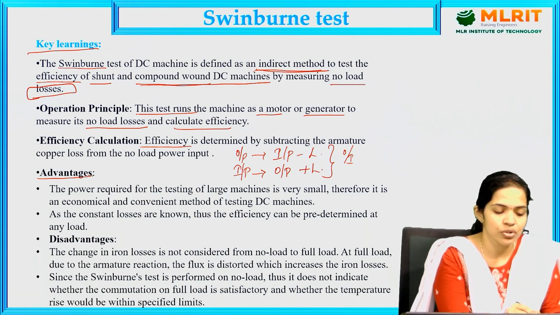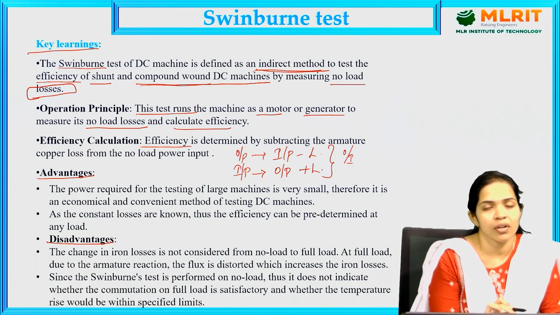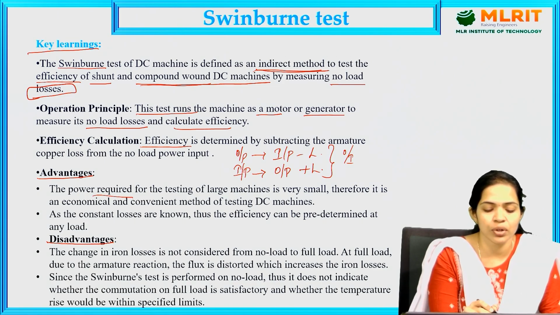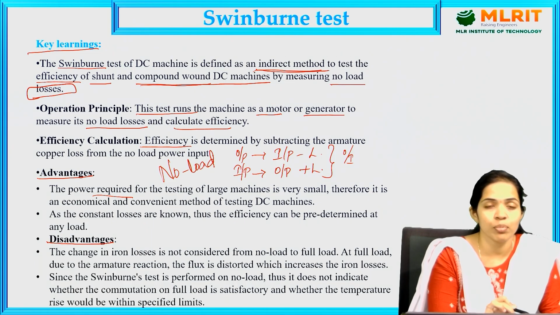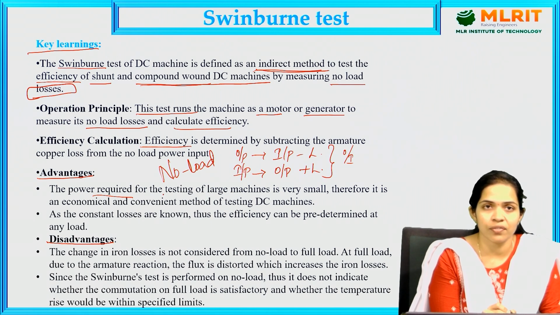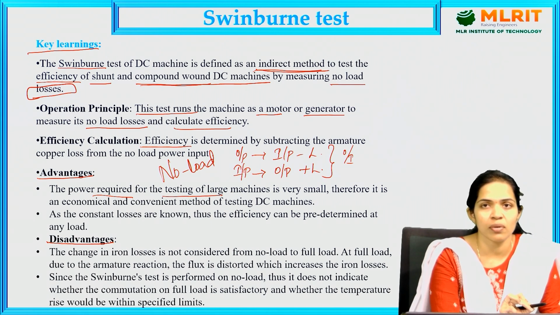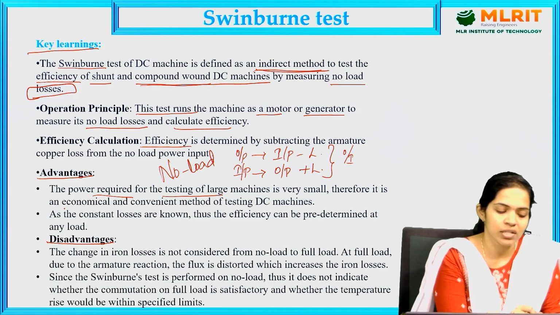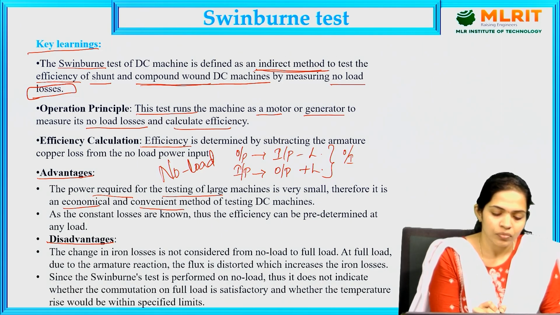So the advantages of this particular type of test is the power required for testing this kind of machine, whether the machine is large or small, is small because we are going to only calculate the no load losses. Hence, the input power required for conducting this kind of test is very small. So even if we test large machines or small machines, the power required for conducting the Swinburne's test is small. Therefore, it is an economical and convenient method of testing due to its cost-effective nature.